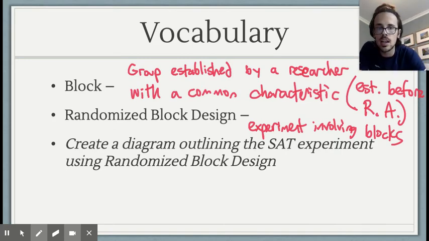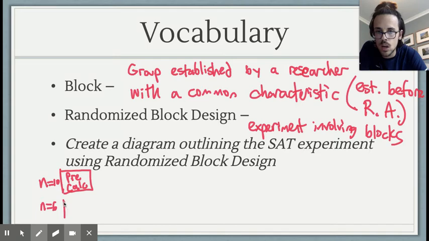So creating a diagram outlining this problem with our randomized block design for SAT, we would start out with our 10 pre-calc kids. That would be one block. We would have 6 kids who are in Algebra 2. And then we have my little toolbars in the way here. I got 4 kids who are in, that does not look like a 4, kids in Geo.